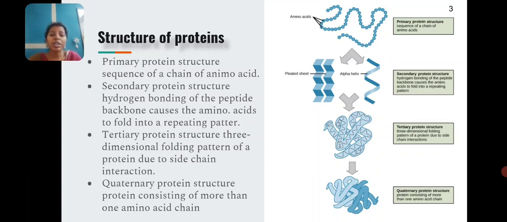Coming to the quaternary protein structure, these are proteins consisting of more than one amino acid chain. These subunits are associated through H bonds, ionic interactions, and hydrophobic interactions.